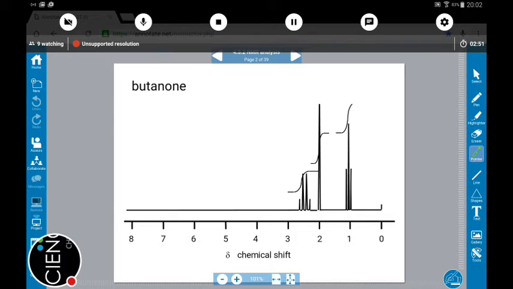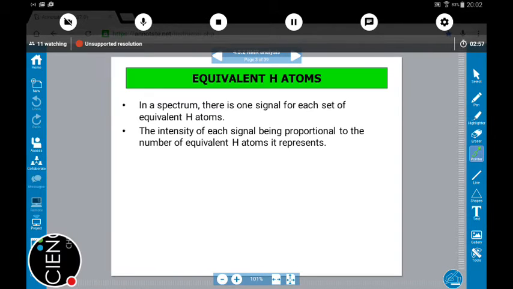So what we're going to do now is, first of all, look at the different types of environments, or equivalencies as we could refer to them. So in a spectrum there is one signal for each set of equivalent hydrogens. I'll be looking at a few more of these examples in a few minutes. The intensity of each signal is proportional to the number of equivalent hydrogens it represents. Again, we'll look at a few more examples of this in a second.